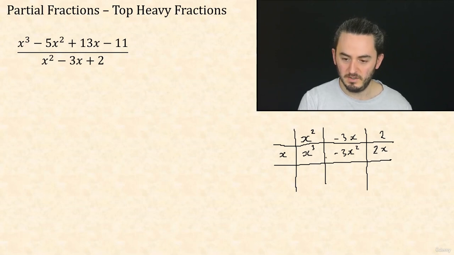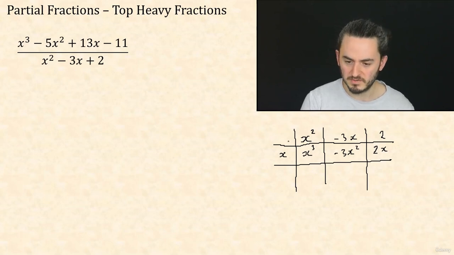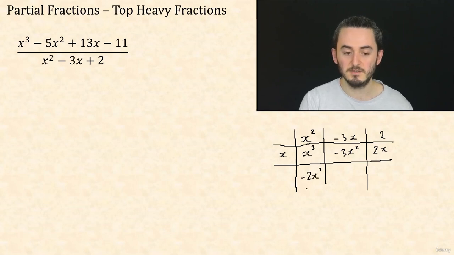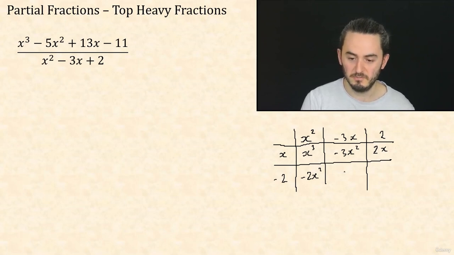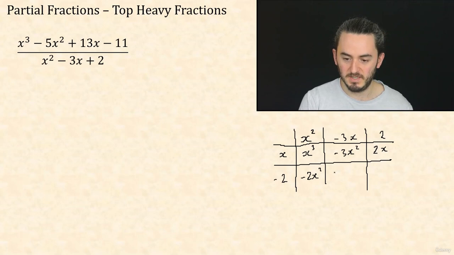Okay, looking at this box here, well, I needed minus 5x squared. I've already got minus 3x squared, so another minus 2x squared gets me to where I need. So that means that I need a minus 2 here, because minus 2 times x squared is minus 2x squared. I can then fill in the rest of this row and I get minus 2 times minus 3x is 6x and a minus 4 here.